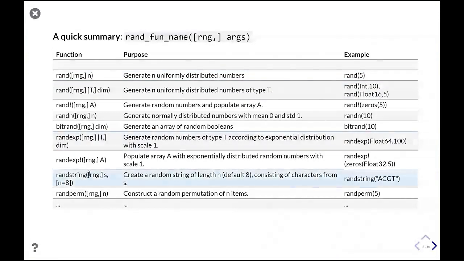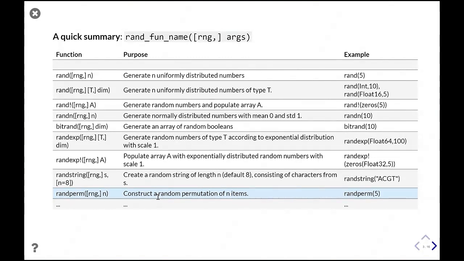Every single one of them has the random number generator as an argument. Here's something that might be interesting to some people. For example, randstring: if you give it a string ACGT, it will create a random string from the given string. Or randperm constructs a random permutation of n items.